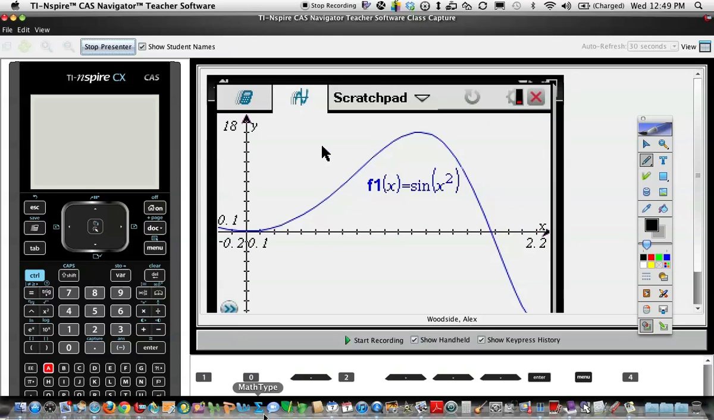What that does is it takes your graph and it says, okay, you want to look from 0 to 2. I'm going to figure out all the y values between 0 and 2, and then I'm going to set your window so it'll fit. That's what it does.